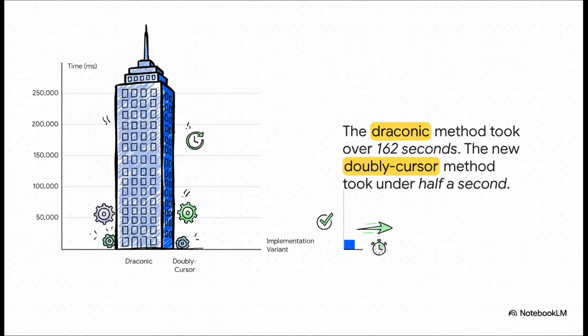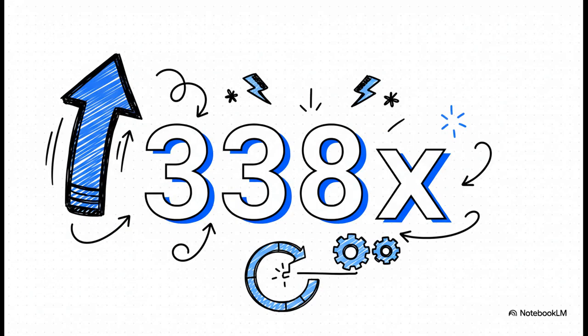This chart really puts it into perspective. On the left, you've got this giant, towering skyscraper of time for the old method, and on the right, well, the bar for the new method is so tiny you can barely even see it. It's an absolutely incredible improvement. Let's put a hard number on that. We're talking about a speedup of over 338 times. Not 338% faster, 338 times faster. All it took was rethinking that one simple, brutal assumption that you always have to start over from scratch when something goes wrong.